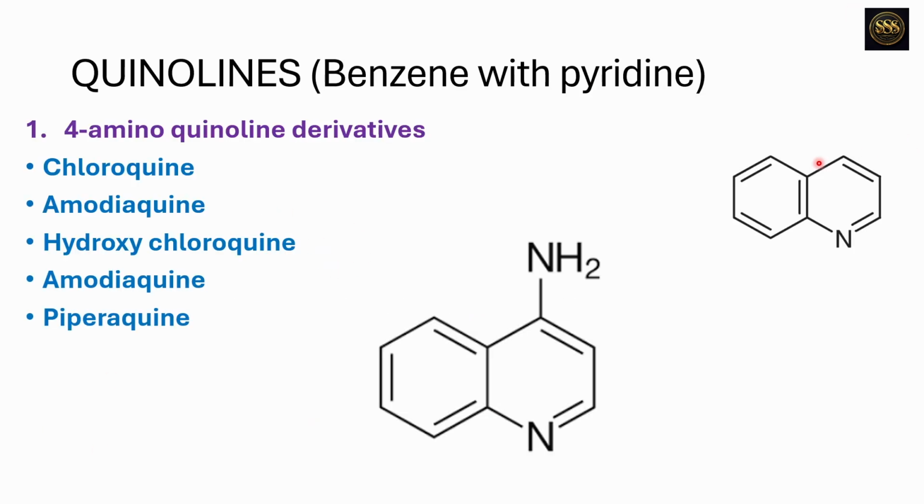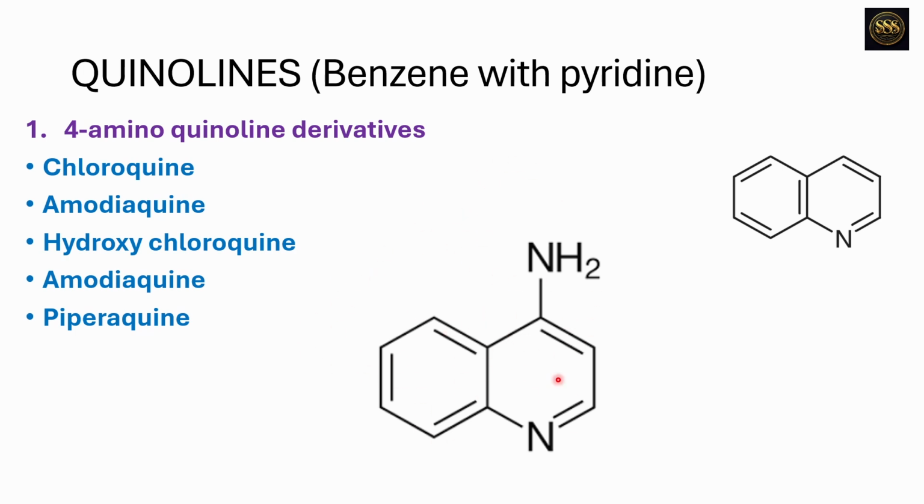You all know that in quinolines the basic structure contains a benzene ring fused with a pyridine ring. That is called quinoline, right? So I told you there are two types of quinoline drugs having anti-malarial activity. Here you can see 4-aminoquinolines. So the first position, 1, 2, 3, 4. In the fourth position, an amino group is attached. So this type of drugs are called 4-aminoquinolines, right?